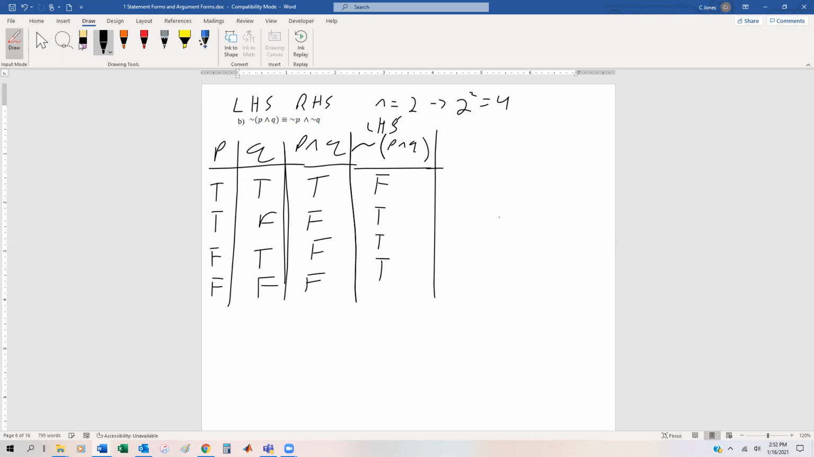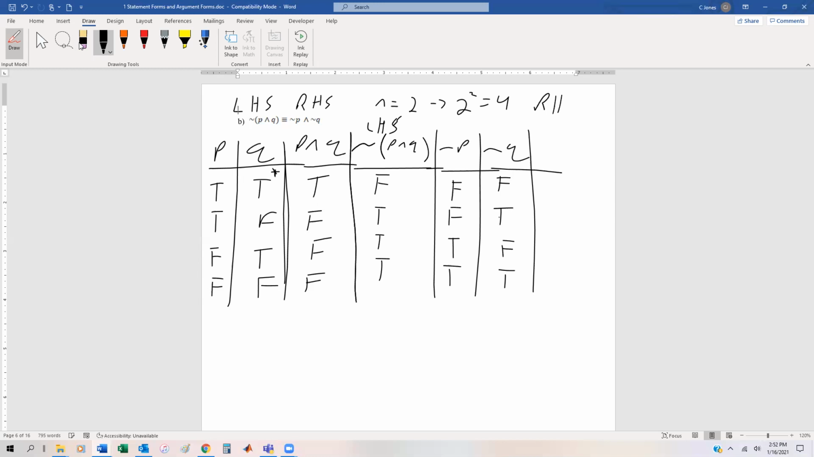Right? Now, to get the right-hand side, it might be helpful to us to have not P, and it also might be helpful for us to have not Q. Now, not P is going to be false, false, true, true. And not Q is just going to be the opposite or the negation of what's in the Q column. So that's going to be false, true, false, true. And to get to our right-hand side, that's going to be not P and not Q.